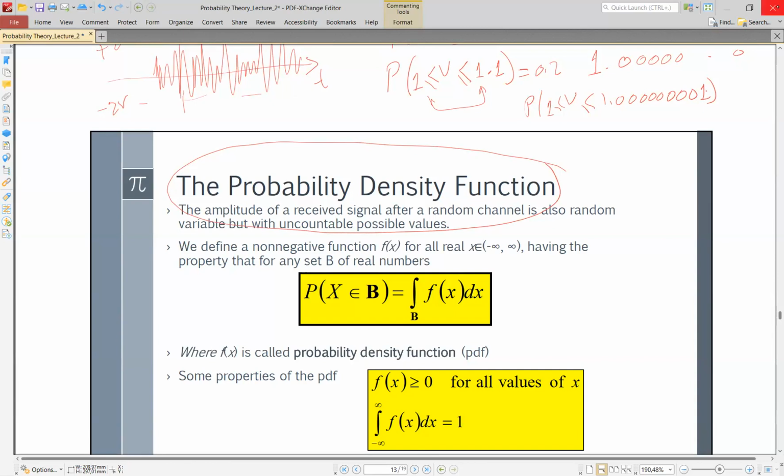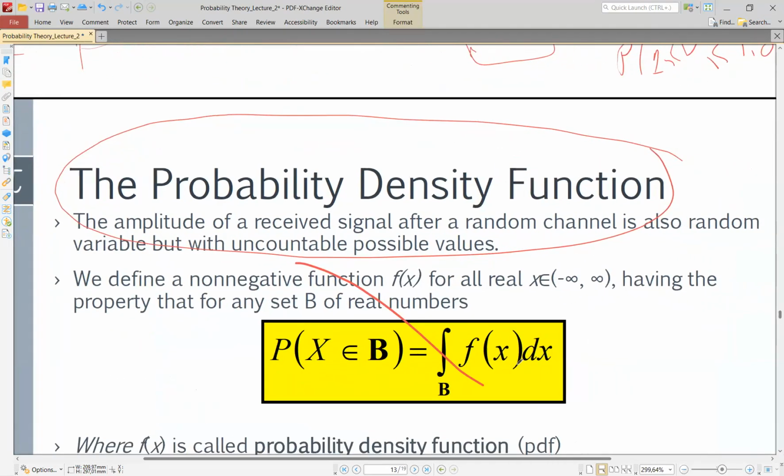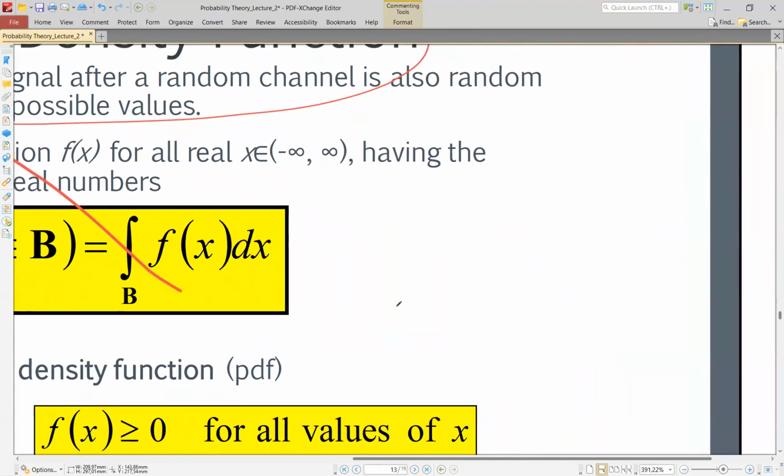The probability density function is nothing but the histogram, or it represents the histogram of the amplitude domain of the signal. Let me explain this a little bit to you. I will draw here. If we go to the same example that I mentioned now, we have time and we have voltage.